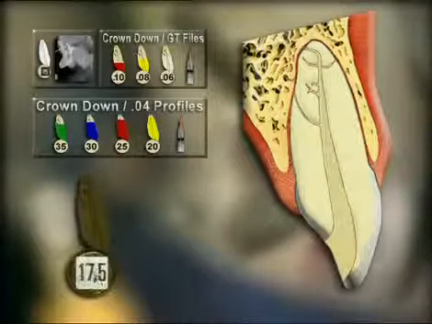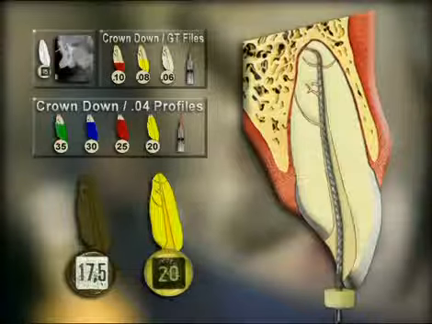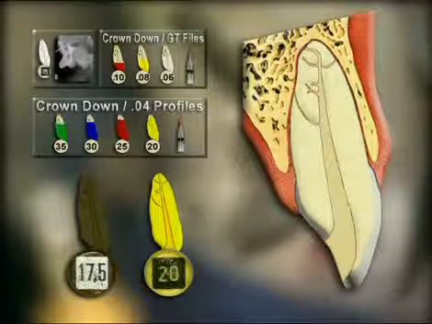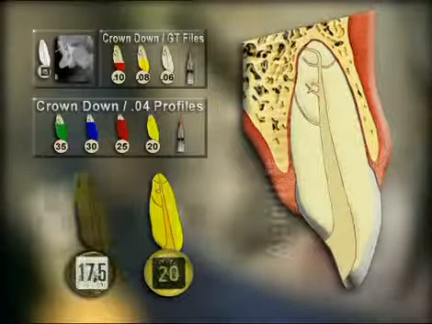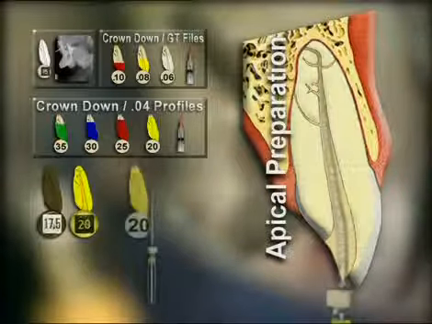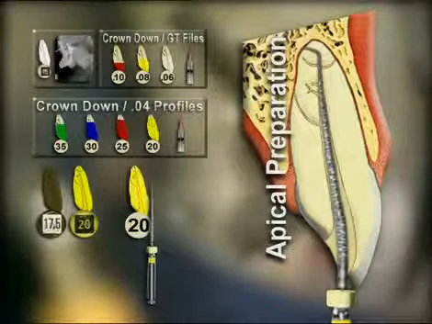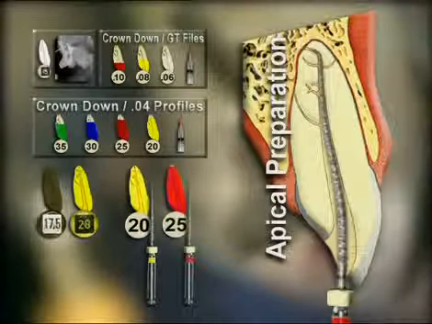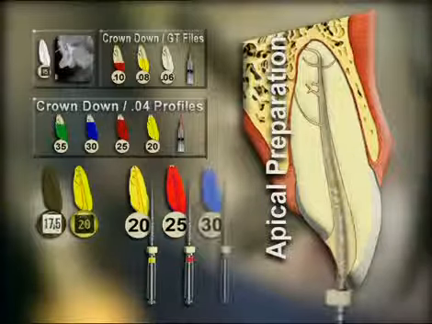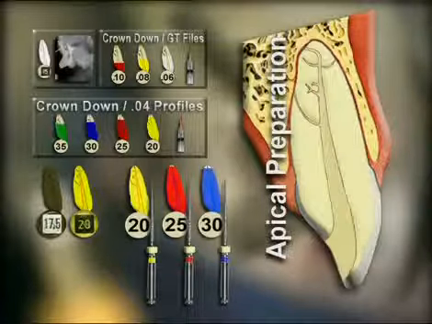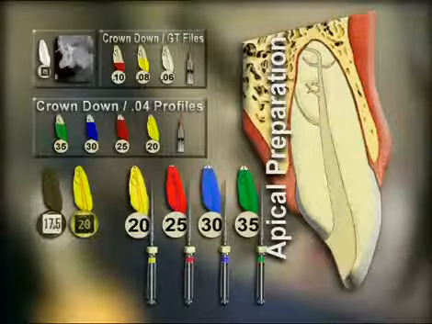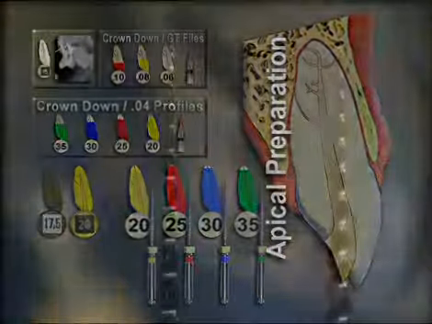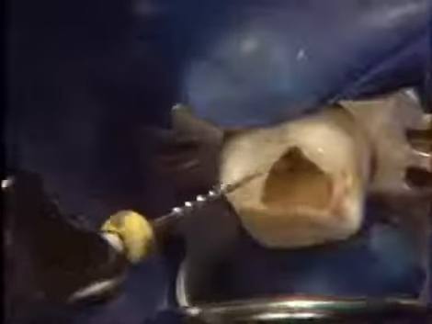The position of the file, which slides passively to the foramen, can be controlled radiographically. The final apical preparation is done with 0.04 profiles of increasing size. These instruments are used only where they can safely fit, with only the smallest files reaching to the canal terminus. They are stepped back in half-millimeter increments. Finally, files of greater taper are used to improve the deep shape.